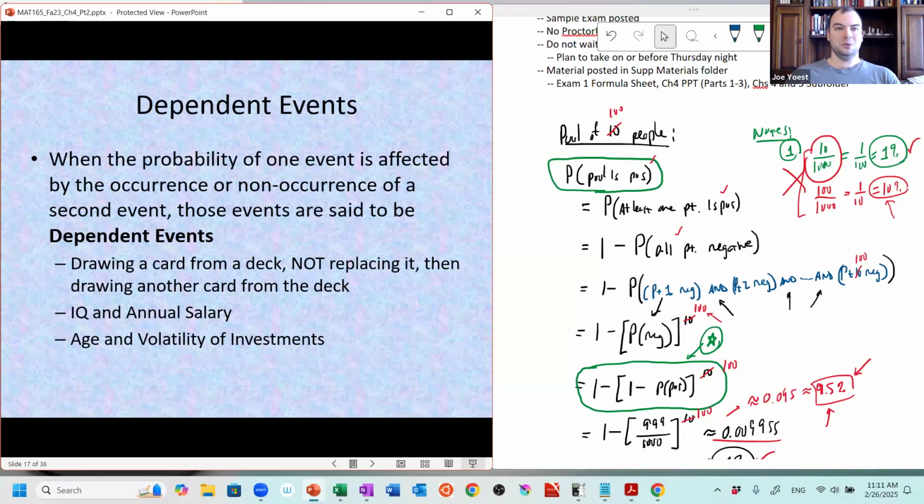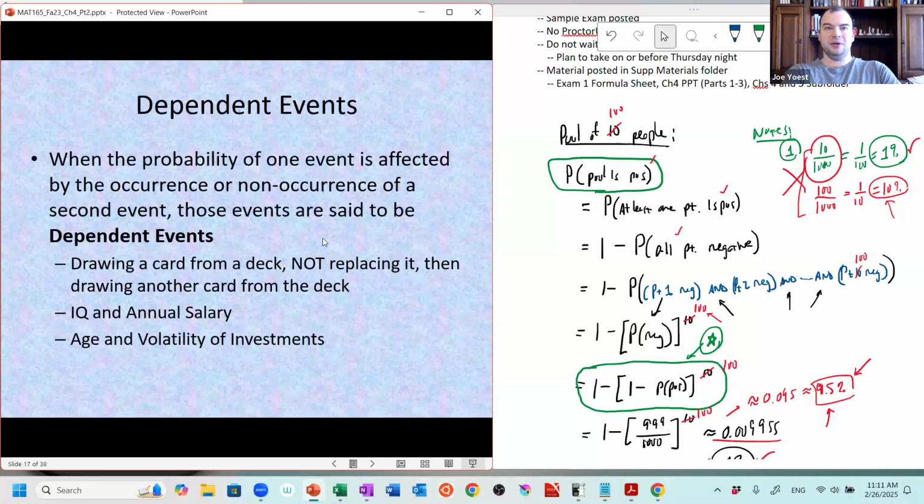So if we draw with replacement, we draw, look at it, write it down or something, put it back in, consecutive draws would be independent events in that case. But if we draw without replacement, draw it, keep it in our hand, and then draw another one, those would be dependent events. So there's some subtlety here.